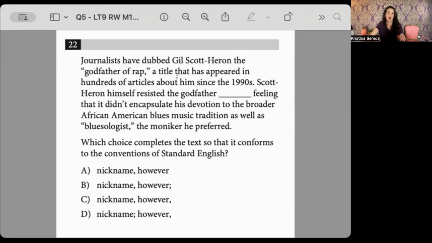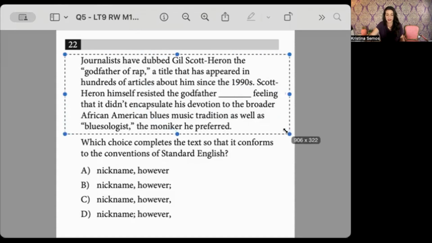Okay, so let me give you a question and then you can try it out on your own. And this is going to be your question number 5. Okay, so on your paper or your notes, write down question number 5. And here is the sentence.